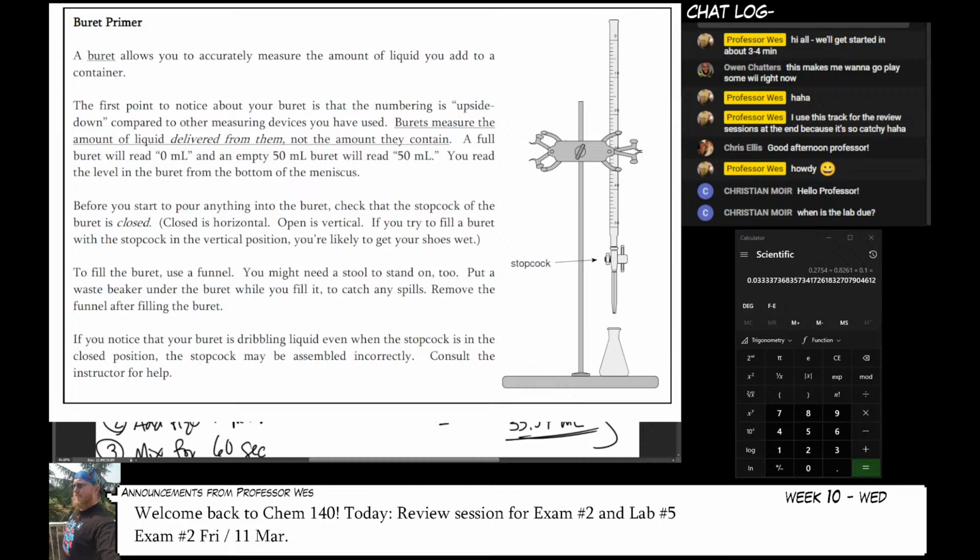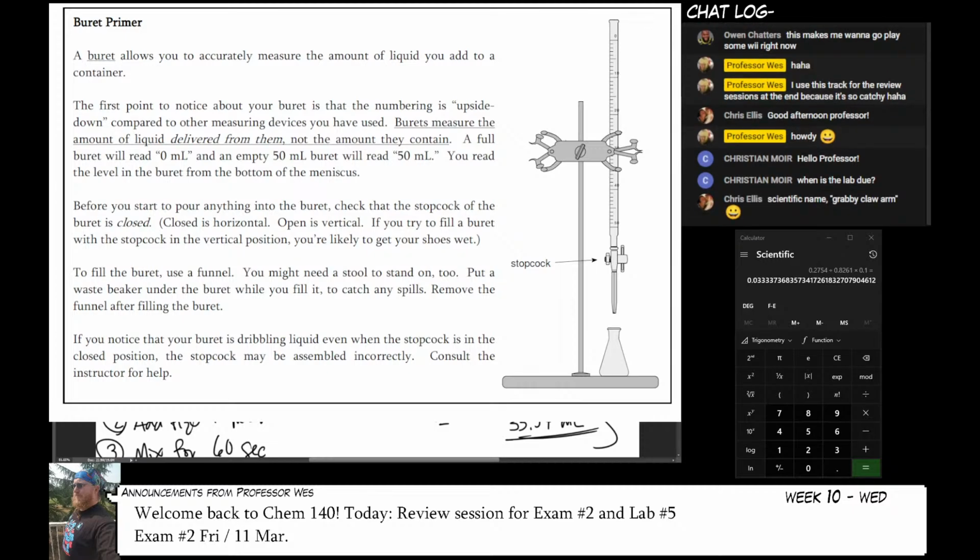A Buret is a long cylindrical tube that you attach to like a little grabby claw arm and rests vertically over a flask that you're going to be working with. In 163 and probably 160, well, actually all of the 160 series, really, this is the most common piece of glassware we use for analytical work. What this means is that we're going to give you tasks that require you to determine a very specific volume of a reaction to understand the amount or quantity of something that you are working with. And yes, that is the scientific name, the grabby claw arm.